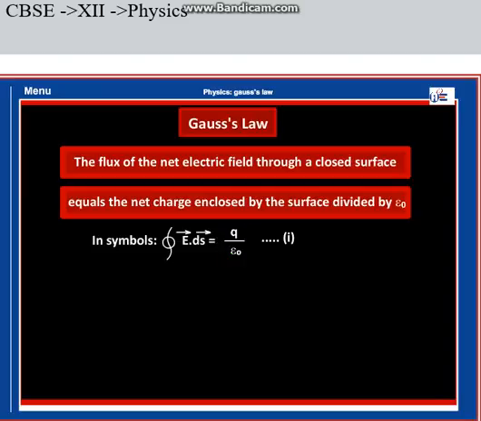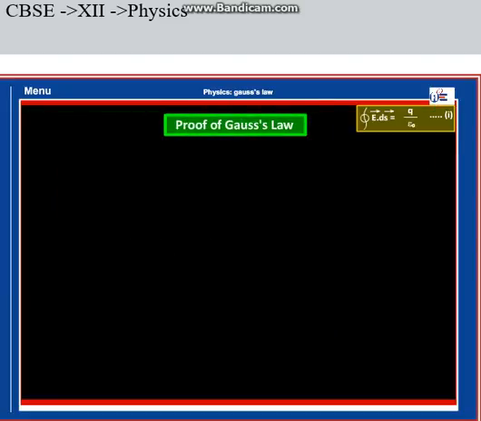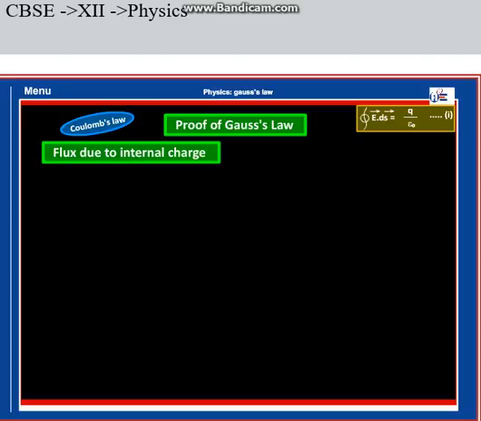However, historically, Coulomb's law was discovered before Gauss's law, and it is possible to derive Gauss's law from Coulomb's law. Proof of Gauss's law assuming Coulomb's law. Flux due to internal charge. Suppose a charge Q is placed at a point O inside a closed surface, as shown in the figure.